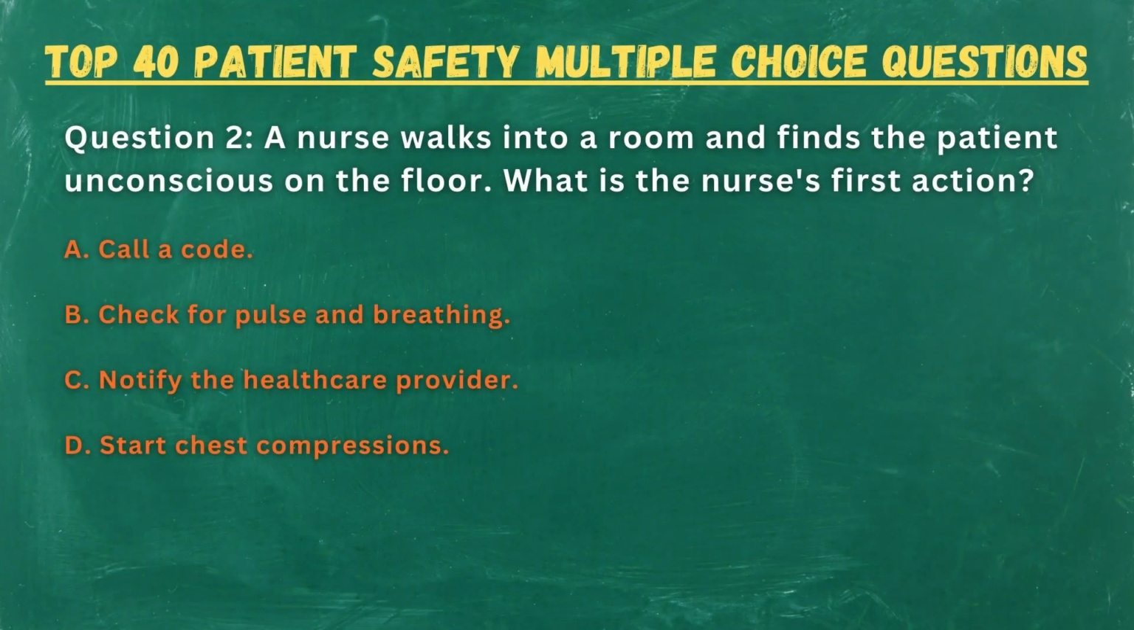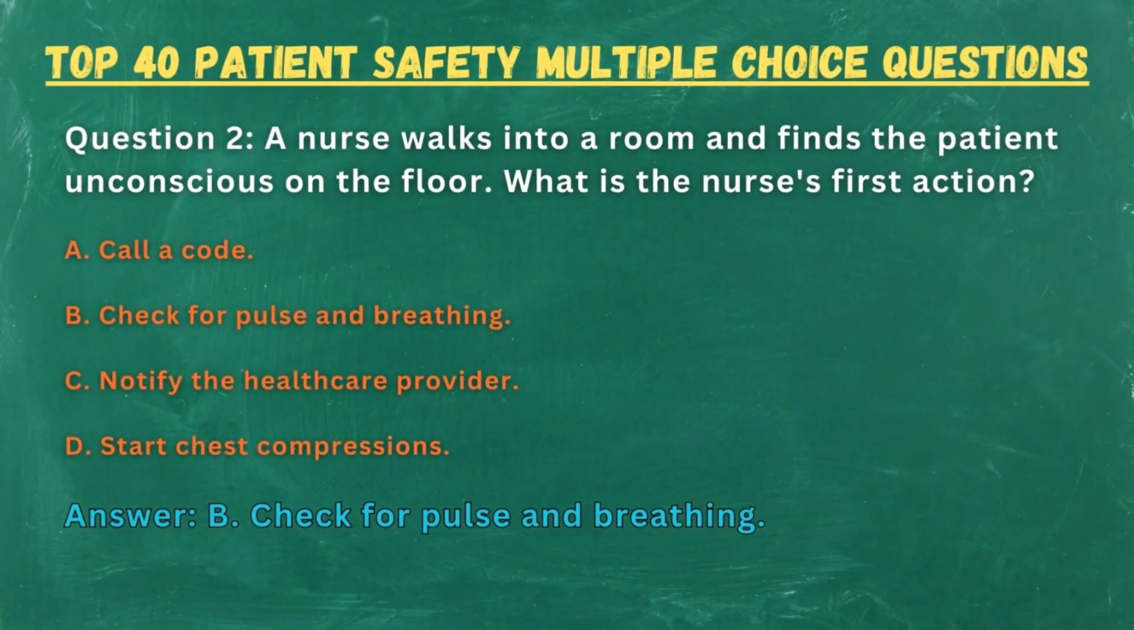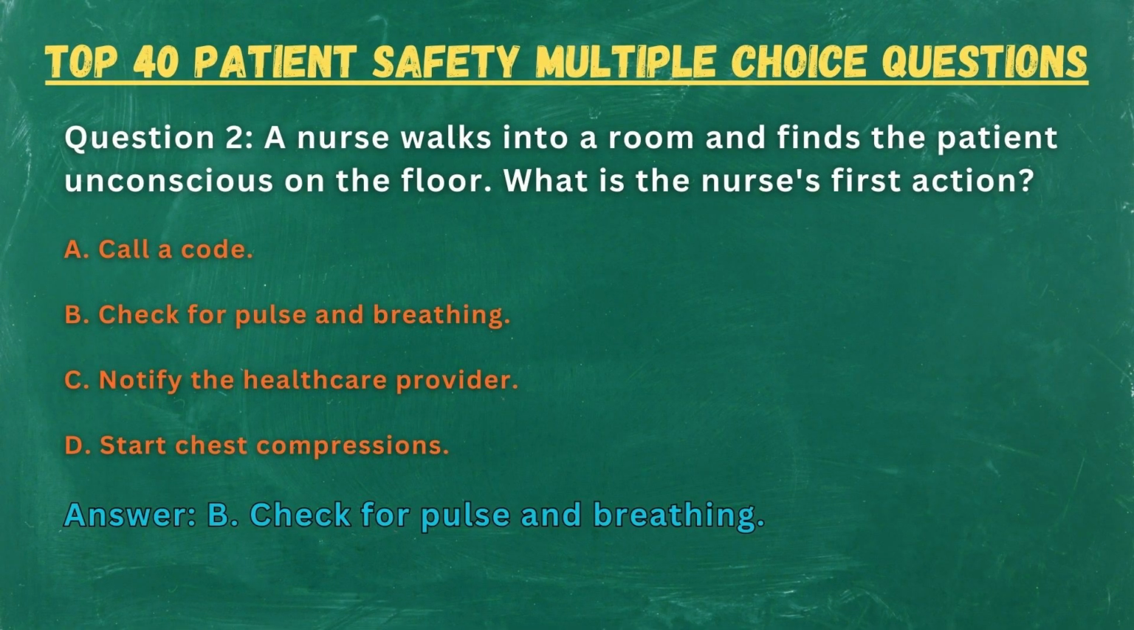Question 2. A nurse walks into a room and finds the patient unconscious on the floor. What is the nurse's first action? A. Call a code. B. Check for pulse and breathing. C. Notify the healthcare provider. D. Start chest compressions. Answer. B. Check for pulse and breathing.